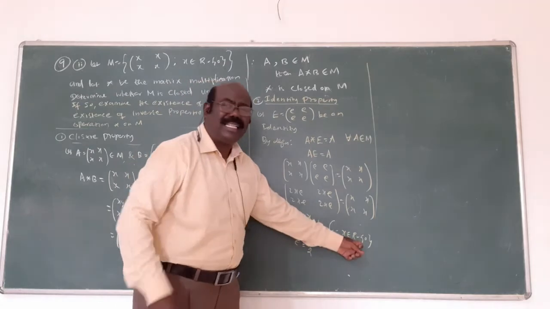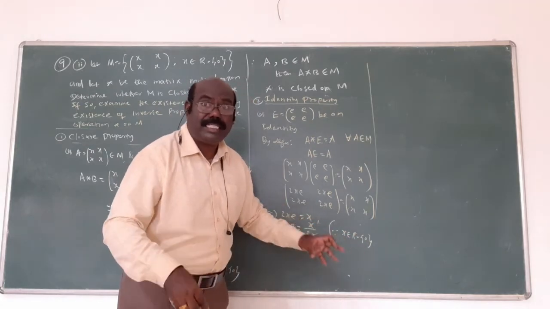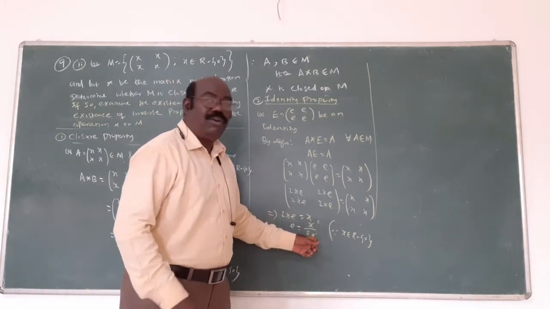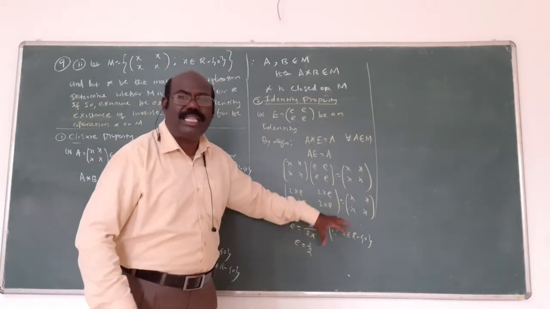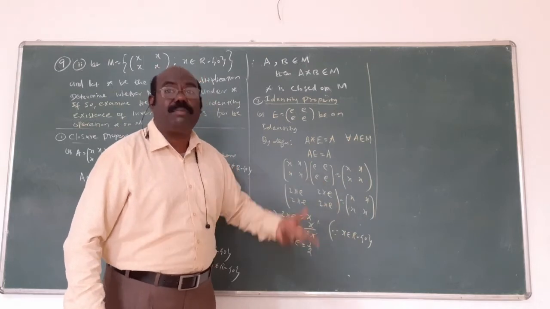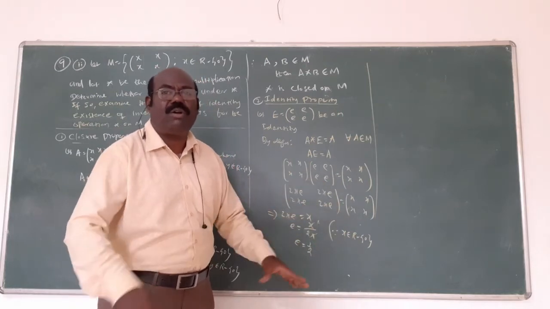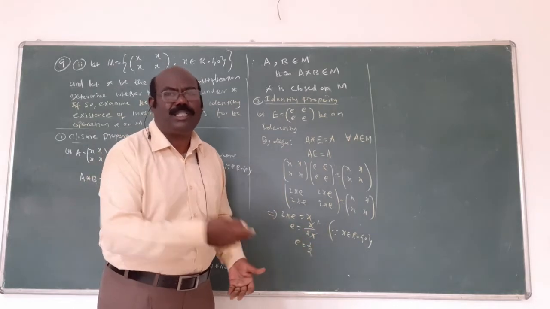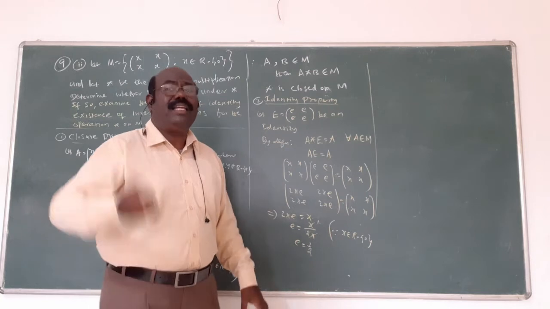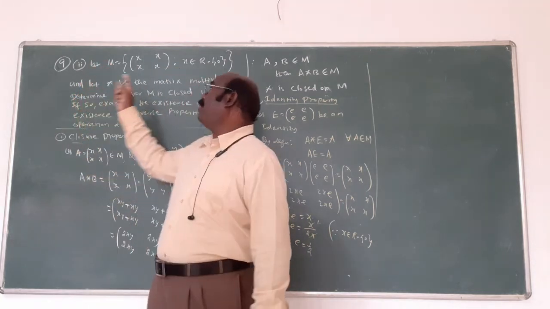Suppose this condition was not given, x is a real number, maybe 0 will come. 0 by 0, it is not possible to cancel. That's why this condition is given clearly: x belongs to R except 0. Other than 0, x will be any number, so cancelling is possible. If it is 0, cancelling is not possible. That's why the condition is given clearly in the question.